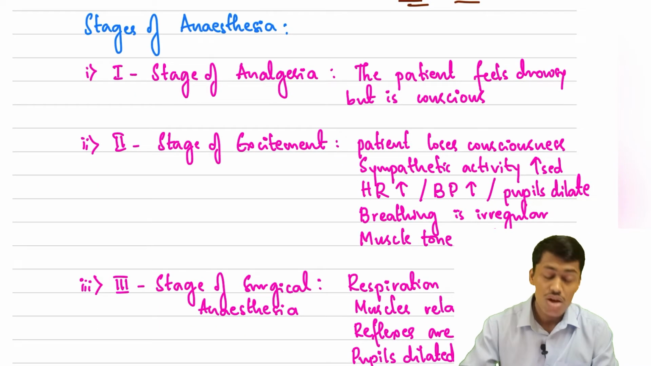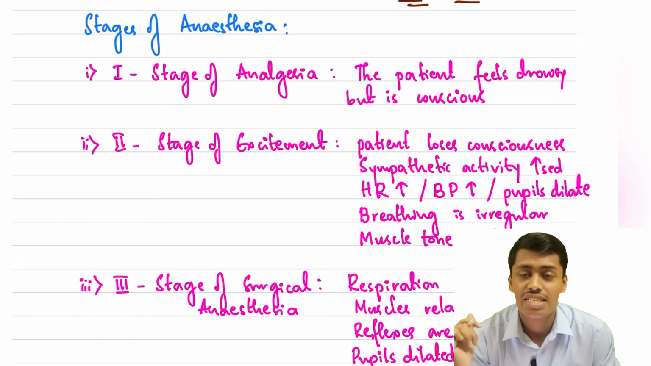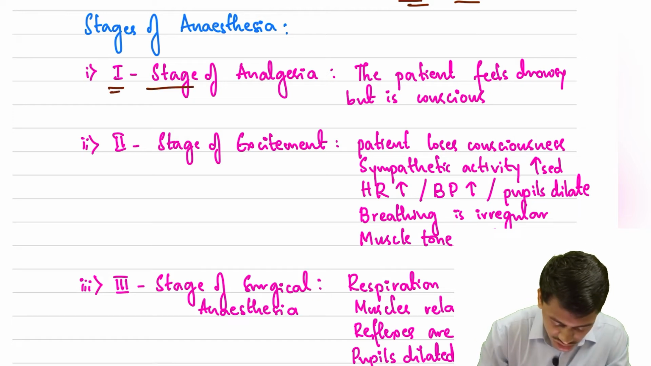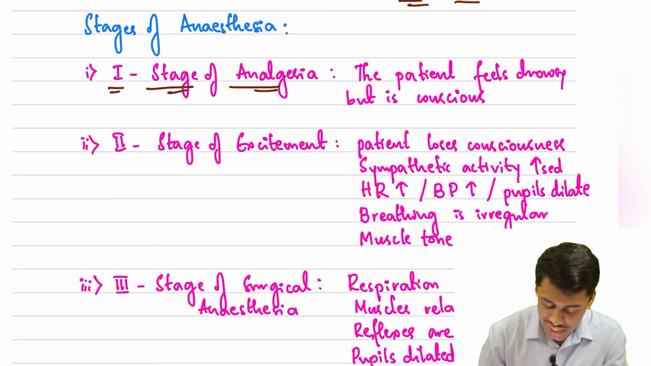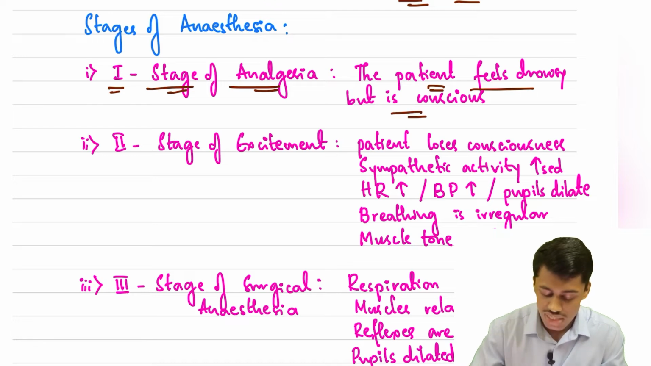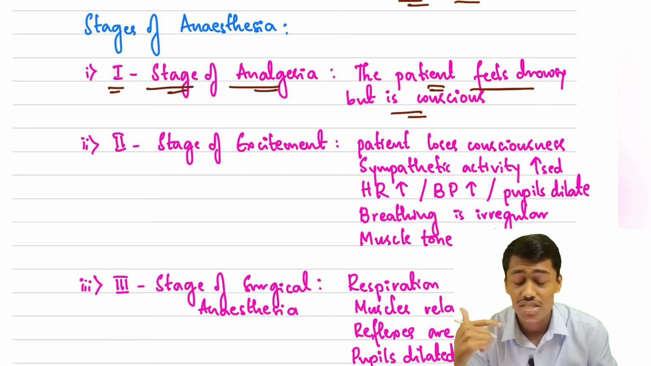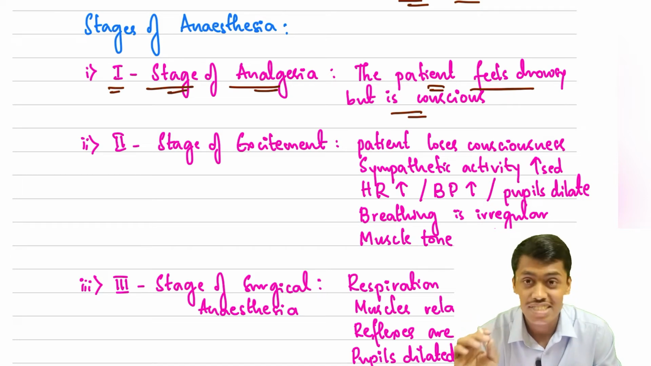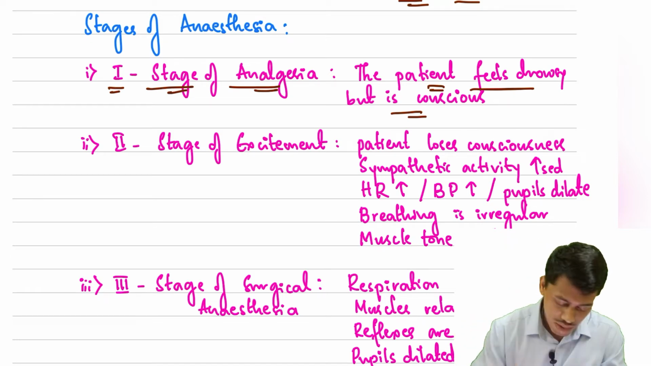So now let's look at the different stages of anesthesia. Firstly we have the first stage, called the stage of analgesia. The patient feels drowsy but is conscious. When the drug just starts acting, the patient feels drowsy, but he is still conscious. So that is the first stage of analgesia.